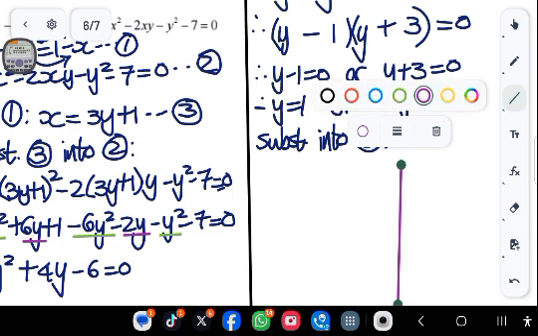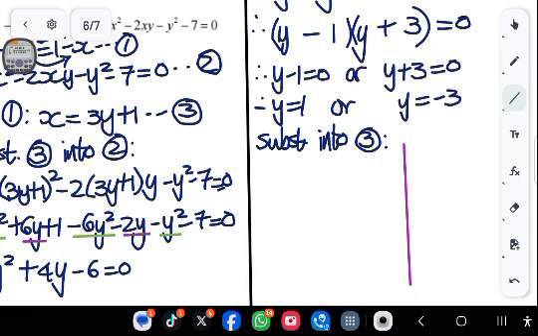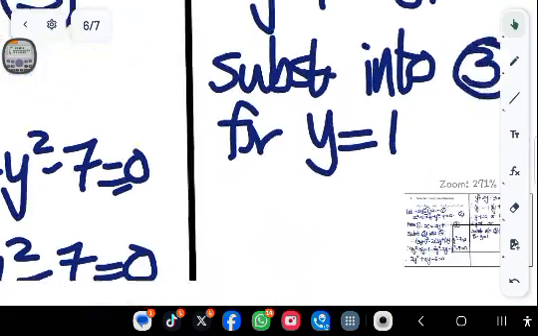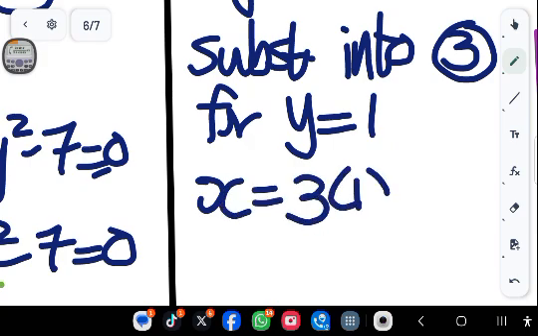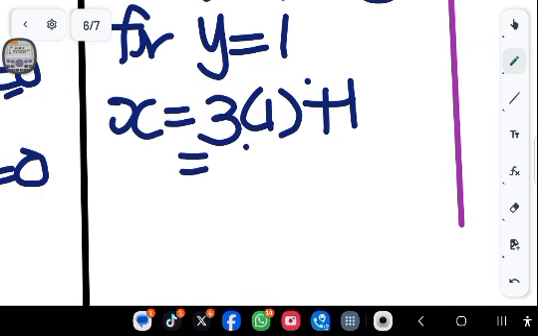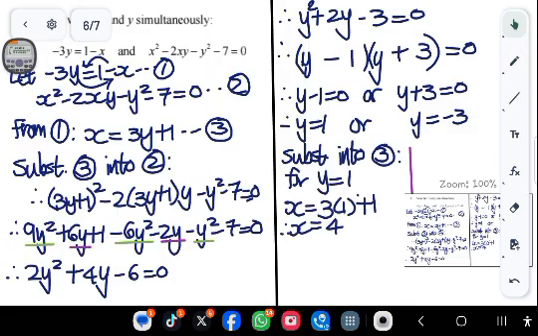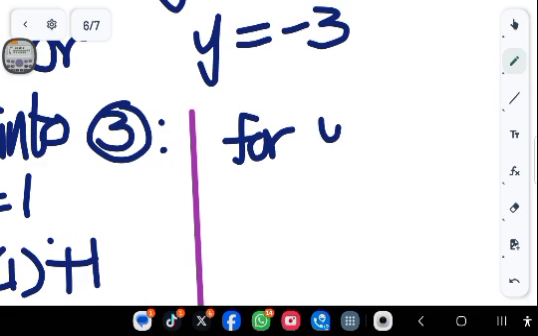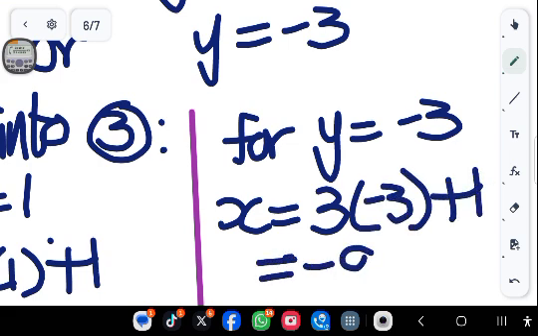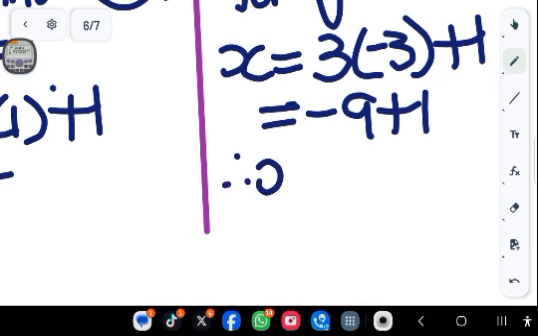Alright, so for y equals to 1, we'll substitute back into this. x equals to 3(1) plus 1, which gives us 4. And then for y equals to negative 3, x equals to 3 times negative 3 plus 1, which is negative 9 plus 1, which gives us negative 8. Therefore, x equals to negative 8.